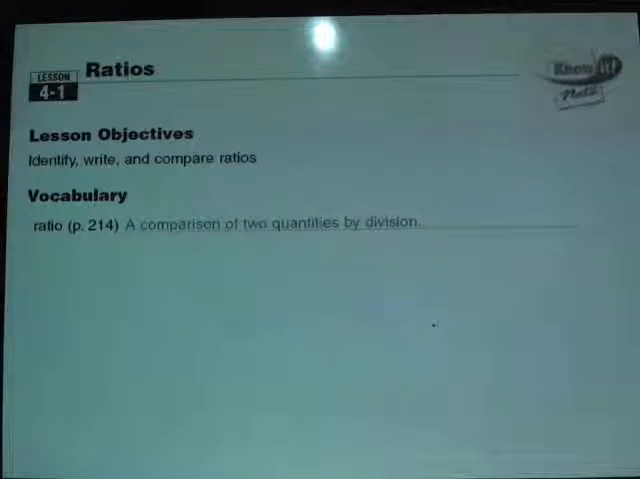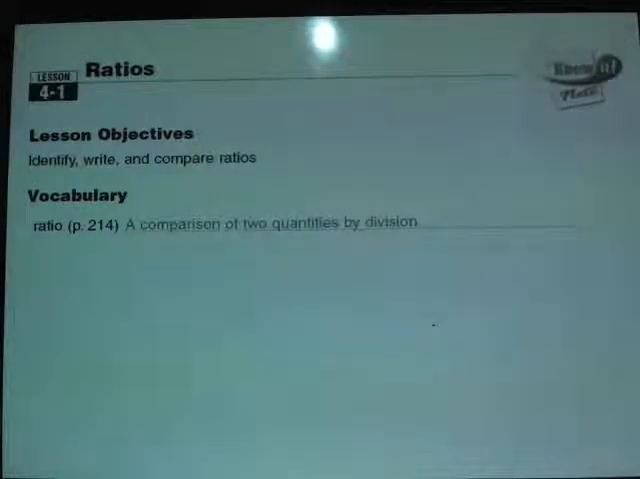Well, that makes good sense from where we just came from, because remember what a fraction is. If we think about it, how do we convert a fraction into a decimal? We divide. We divide the numerator by the denominator. That's a comparison of two quantities by division. And a ratio is also a comparison of two quantities by division. So these two topics flow right in with one another.